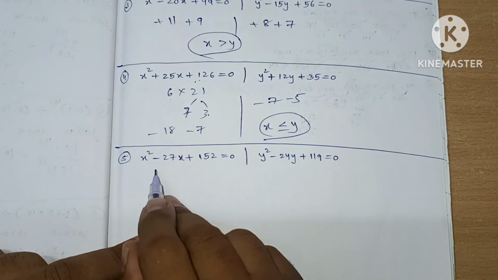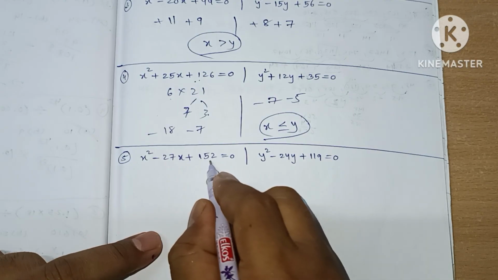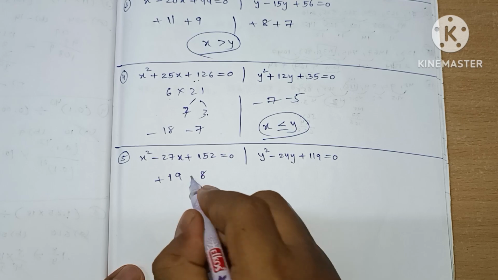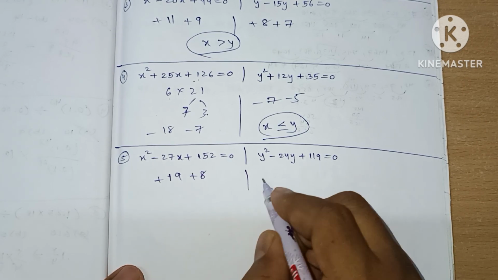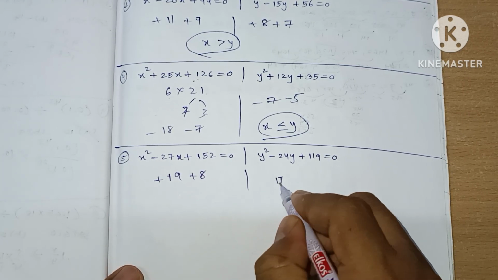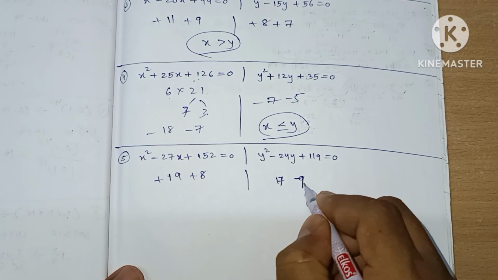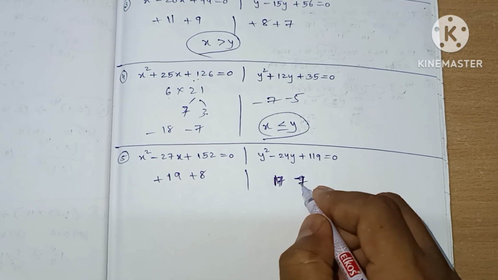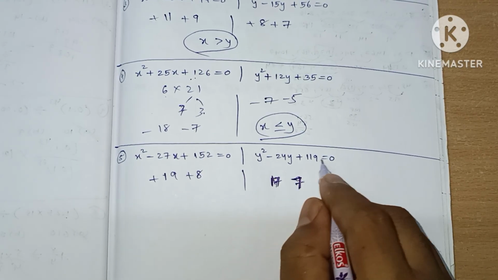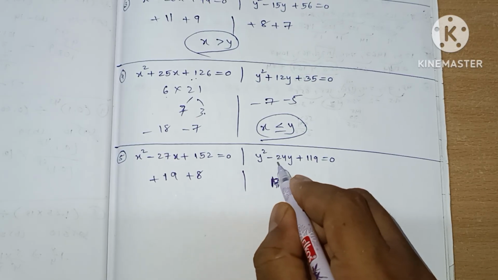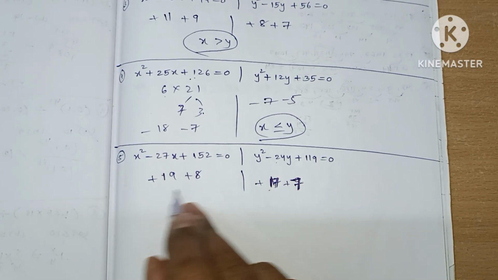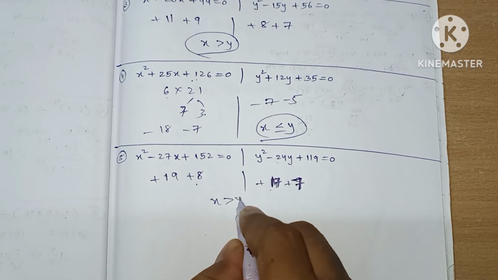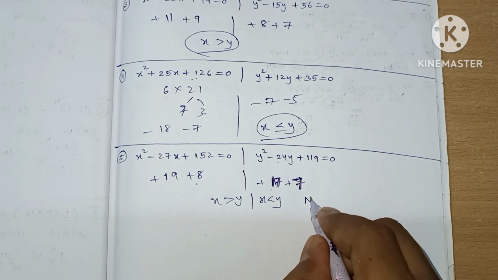Next question, in this case 152, I remember this as 19 8 times and we got 27, and the roots are positive. Here 119, this will be 7 17 times, no, 7 17 times. This is why we need to learn 1 to 20 tables to find these numbers faster. So we got 24 and the roots are positive. Now by comparing these two, it is clear that this positive 8 comes in between these two numbers. So x is greater than y and x is lesser than y comes here. No relation can be established.